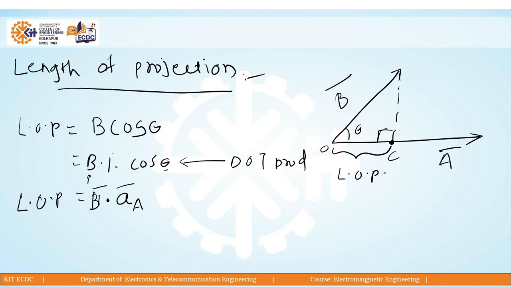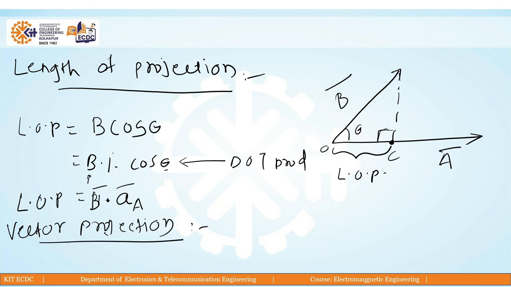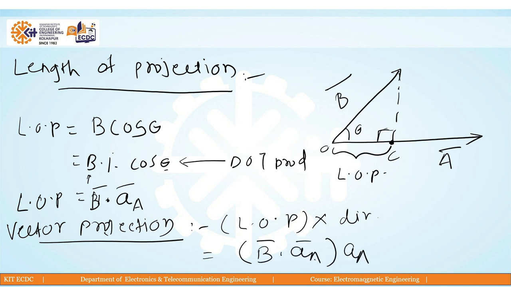The next concept is about the vector projection. Vector projection is nothing but the length of projection multiplied by direction. The length of projection we have with us: it is B bar dot unit vector in the direction of A. The direction is the direction in which you want to project your vector B, which is the direction of vector A, and therefore B bar dot a bar multiplied by a bar.